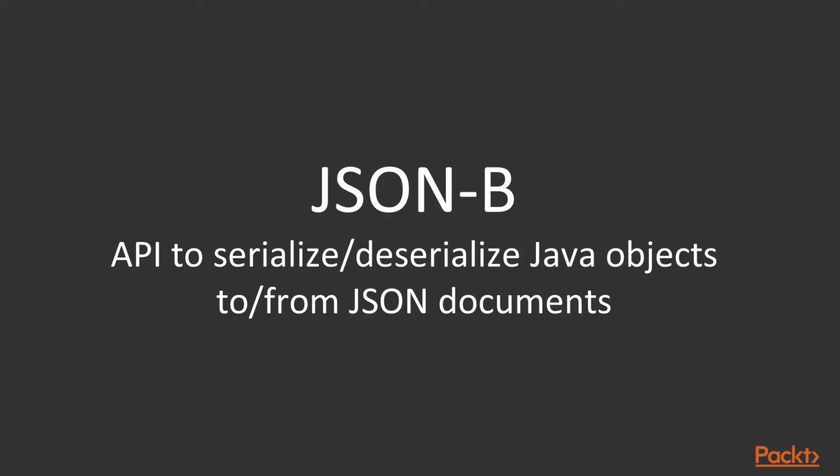JSON binding is an API to serialize and deserialize Java objects to and from JSON documents. It's a standard describing all the conversion mechanisms and algorithms.